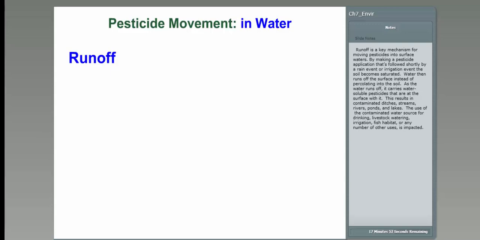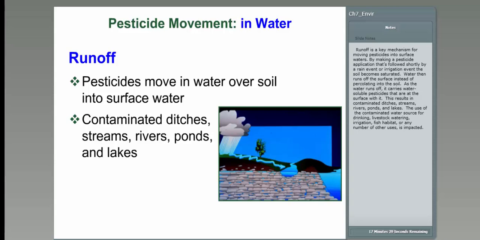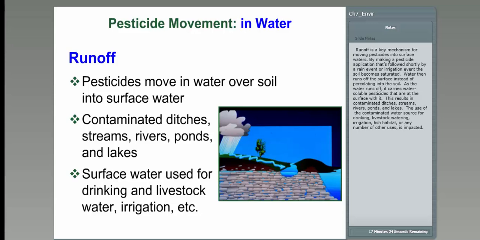Runoff is a key mechanism for moving pesticides into surface waters. By making a pesticide application that's followed shortly by a rain event or irrigation event, the soil becomes saturated. Water then runs off the surface instead of percolating into the soil. As the water runs off, it carries water-soluble pesticides that are at the surface with it. This results in contaminated ditches, streams, rivers, ponds, and lakes. The use of the contaminated water source for drinking, livestock watering, irrigation, fish habitat, or any number of other uses is impacted.